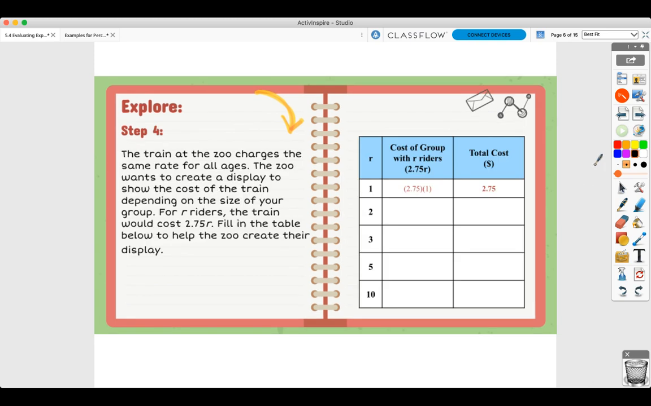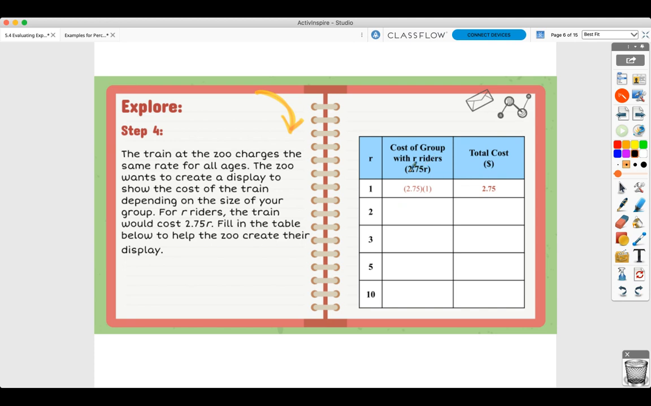So the train at the zoo charges the same rate for all ages. The zoo wants to create a display to show the cost of the train depending on the size of your group. For our riders, the train would cost $2.75, so $2.75 per rider. Fill in the table below or to the right to help the zoo create their display.